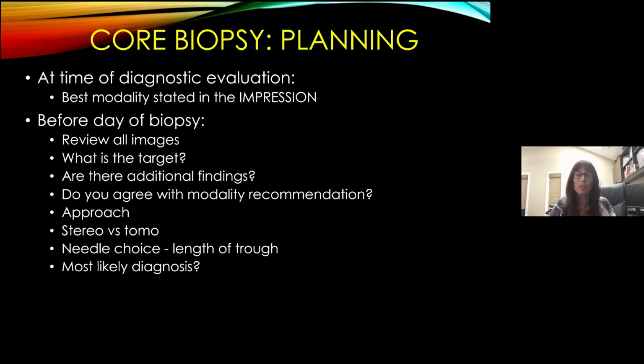And this is important to know in advance. You don't want any surprises the day of the biopsy. And also, if there's additional imaging that needs to be done, you want to try to get that done before the day of the biopsy. By reviewing the images, you can determine whether or not you agree with the modality that was recommended for biopsy. We also determine what approach we want, whether it's superior, inferior, medial, or lateral, whether or not we're going to use tomosynthesis or stereotaxis. Do I need to change the needle that I'm going to use?